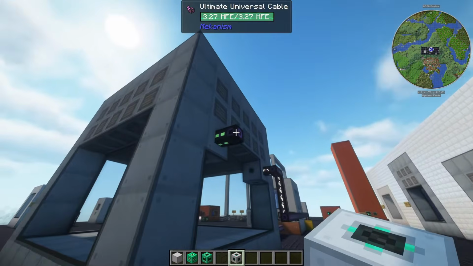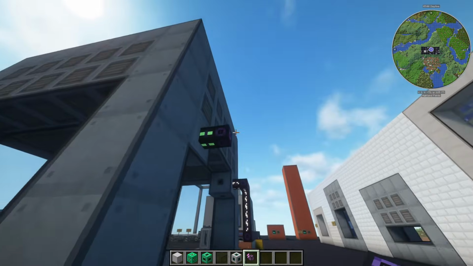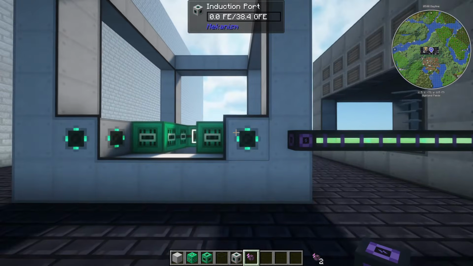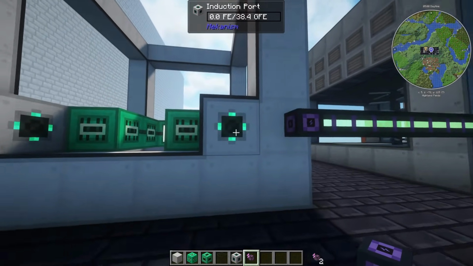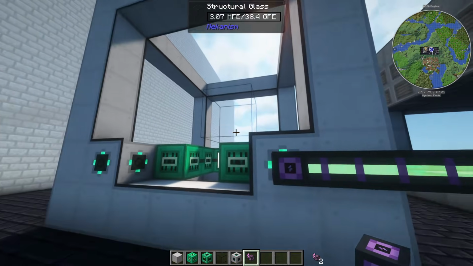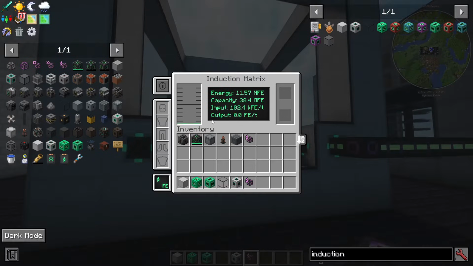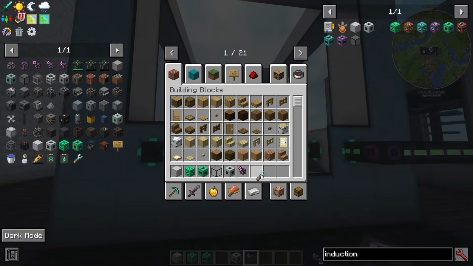And then we can bring our power, which we are creating inside of the turbine here, over to our induction port. And as soon as I place this in here, notice at the top it says 0, 0, and then I'll shift right click, and then it goes up. As you can see, it is filling up right now. Super quick, actually. Now, if you have anything to charge, like armor or anything like that, you can also place it inside the induction matrix, and it'll charge it up for you. Now, this will store your power, but what if we want to use our power?